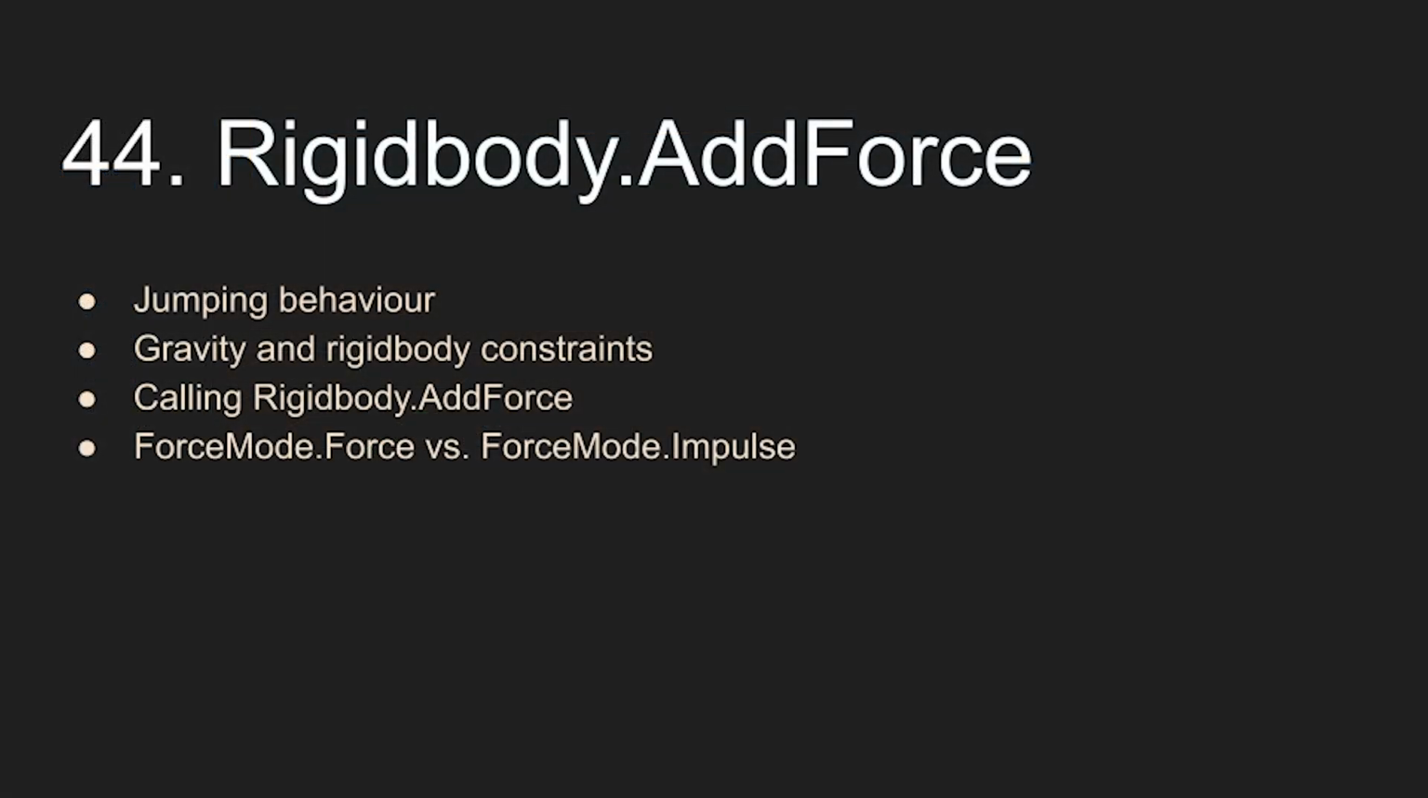Rigidbody.AddForce. So in this video, we're going to take a break from the user interface and scene management stuff we've been looking at lately, and let's get back to adding some new functionality in this game. So we're going to add a jumping behavior. We'll see how we can turn on gravity and what rigid body constraints are and why they're useful. We will actually call the Rigidbody.AddForce method, and we'll see how that works. And we'll talk about this force mode, .force versus .impulse, which is actually an enum. So we'll see how this works.